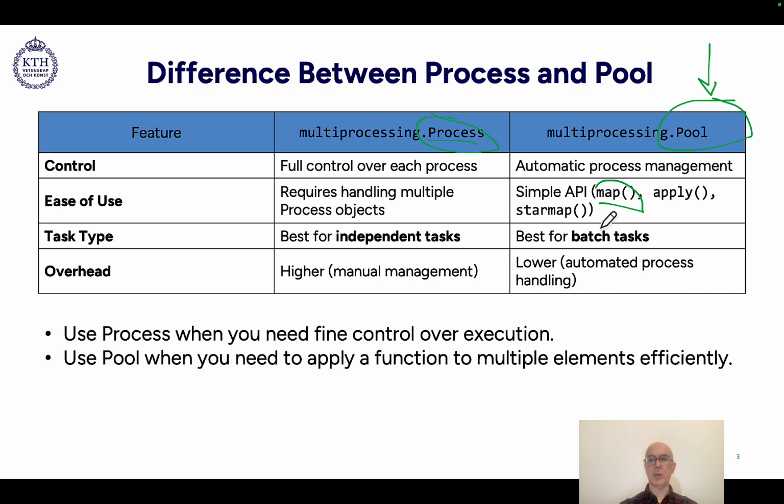Multiprocessing.Pool is the best for batch tasks, also called data parallelism. So we apply the same operation on different parts of the dataset that are called batches. And the overhead is lower because the process is automatic, so the runtime system is typically quite optimized to do this at the lower part of the software stack. So we use processes when we need fine control over the execution of the process, but in general, the usage of a pool is preferable because we just need to apply a function to multiple elements efficiently. So this will be much easier and much more expressive, especially when we have batch tasks.